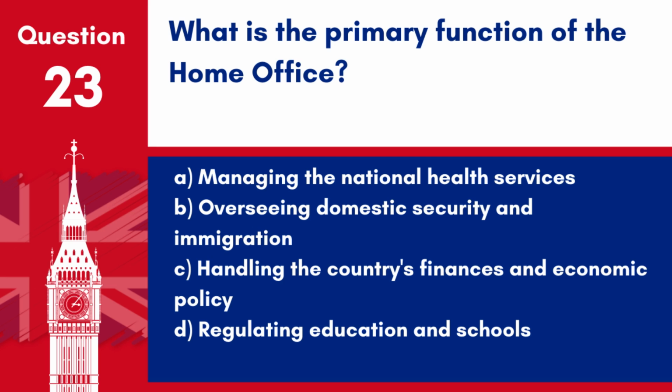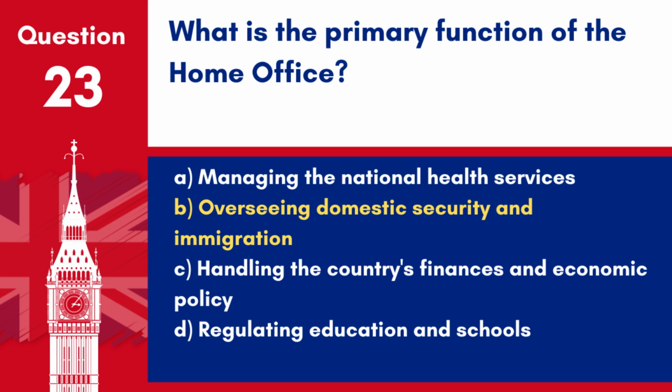law. Question 23. What is the primary function of the Home Office? A. Managing the National Health Services. B. Overseeing domestic security and immigration. C. Handling the country's finances and economic policy. D. Regulating education and schools.